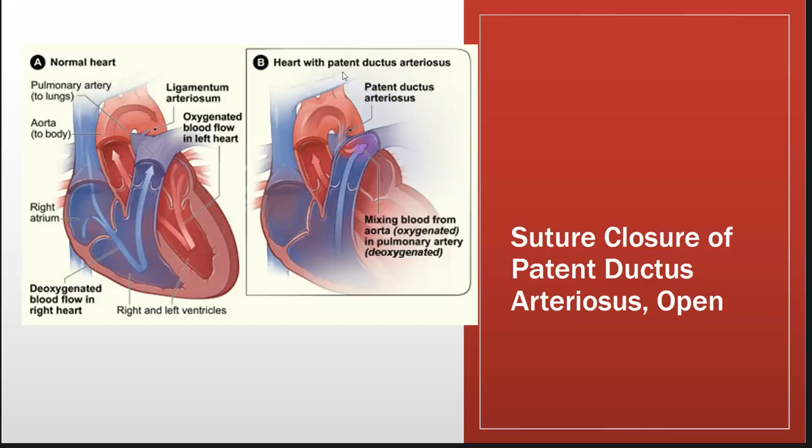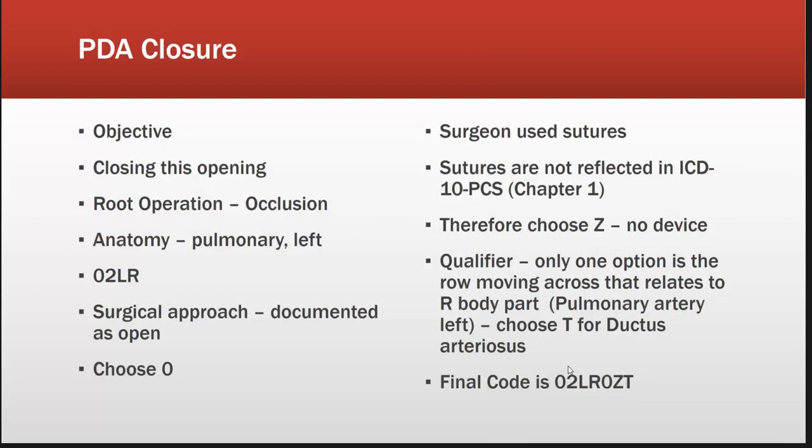This is a patient with a PDA. They have an extra opening here where blood is going to mix. Deoxygenated blood is mixing with oxygenated blood. That's not a good thing. That's not normal, and we don't want that to happen clinically. So the objective of a PDA procedure is to close this off. Root operation for closing off something is occlusion. We do want to close that off in this case.